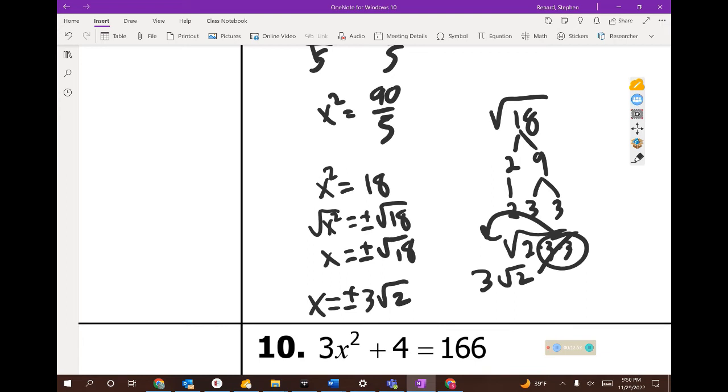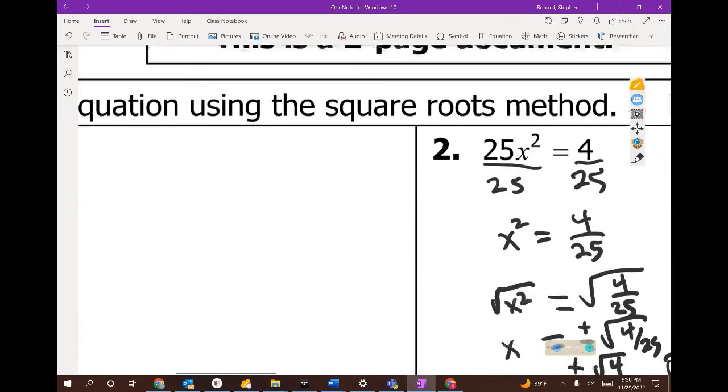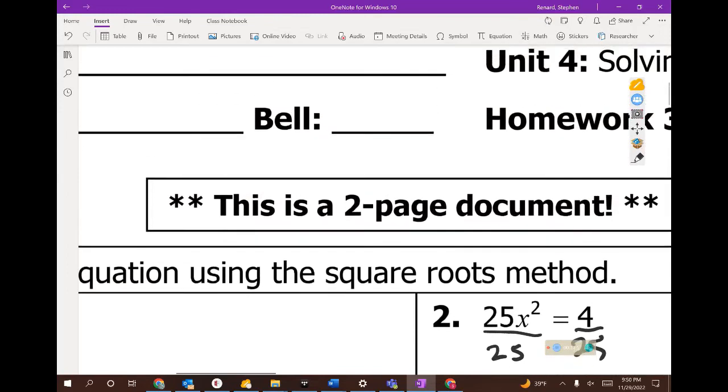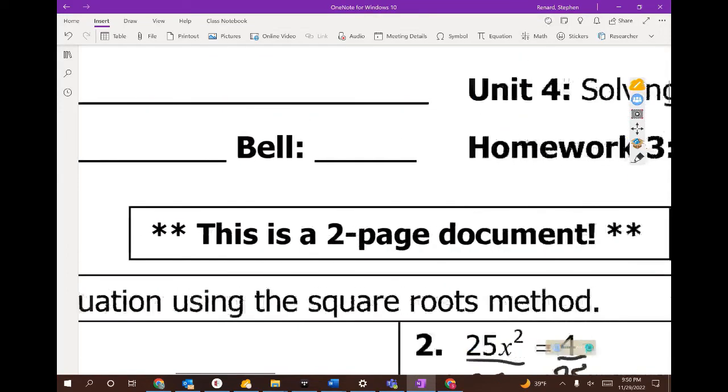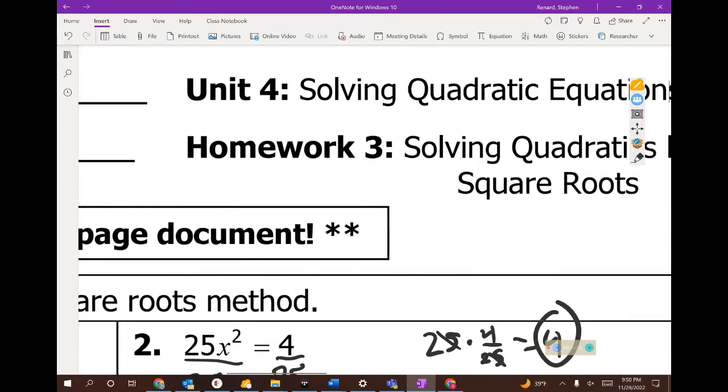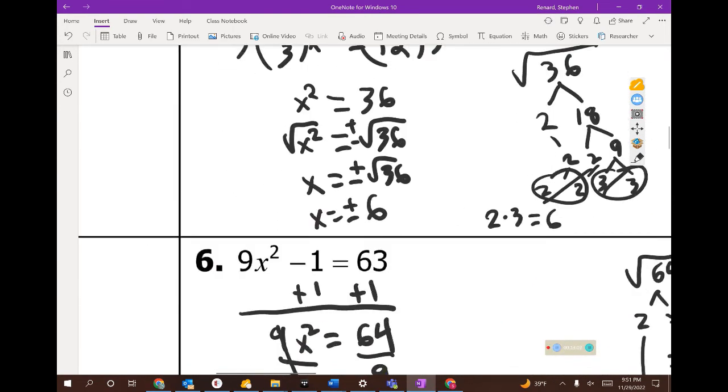Now these are not to be done just by plugging stuff into your calculator. Notice it says solve each equation using the square roots method, and I want your answers to be in reduced radicals.